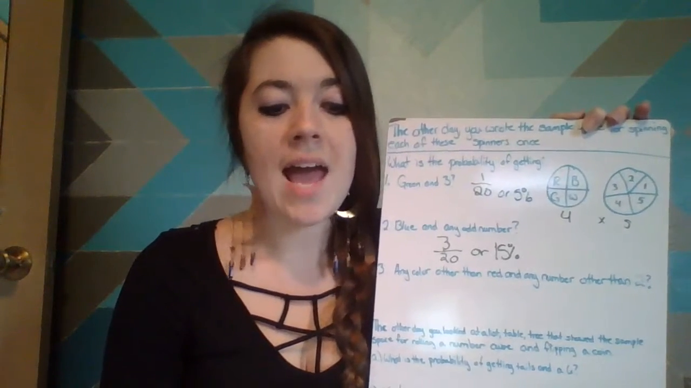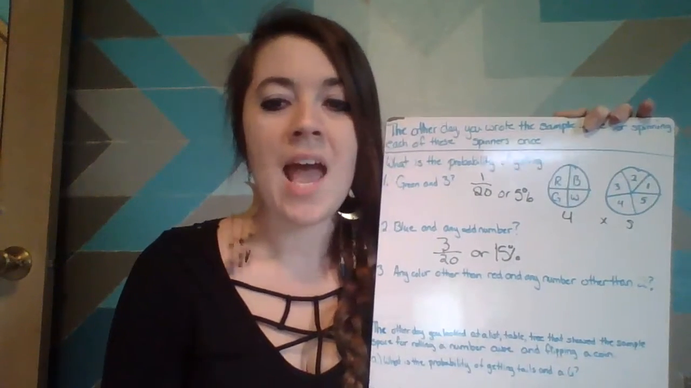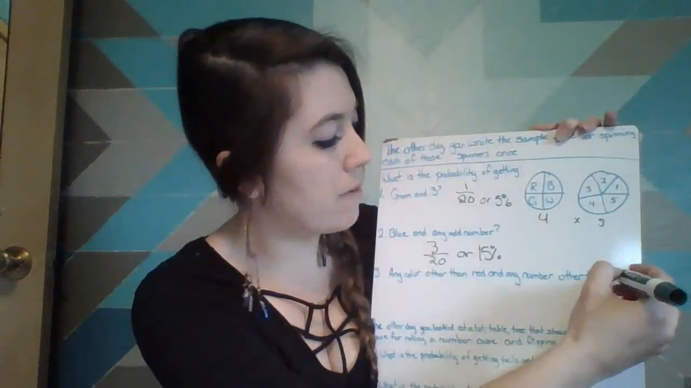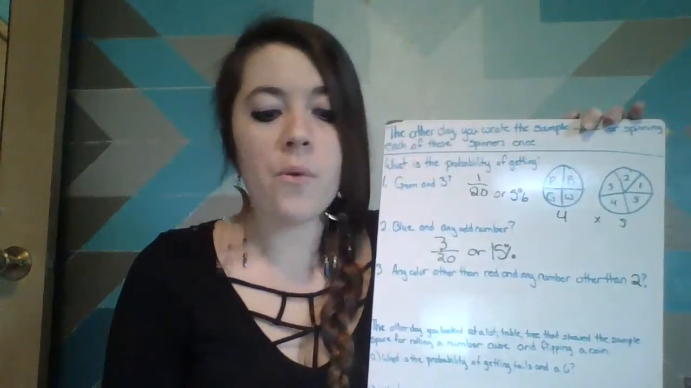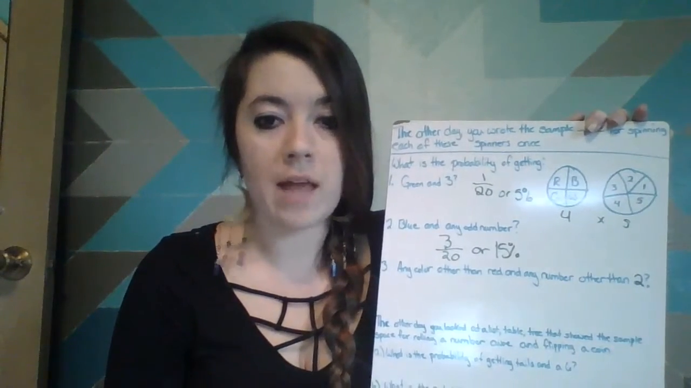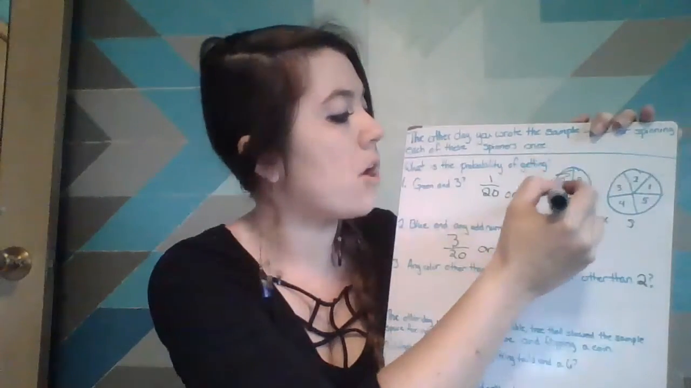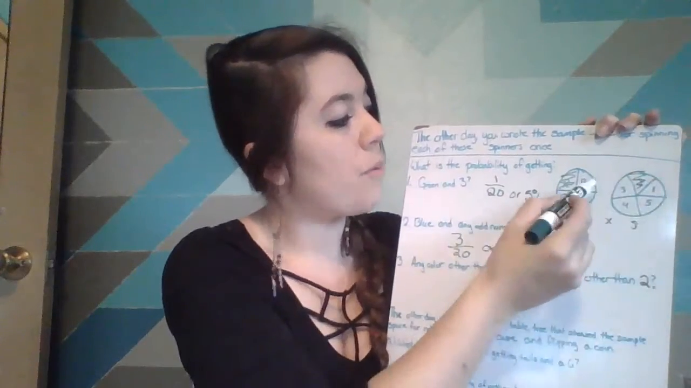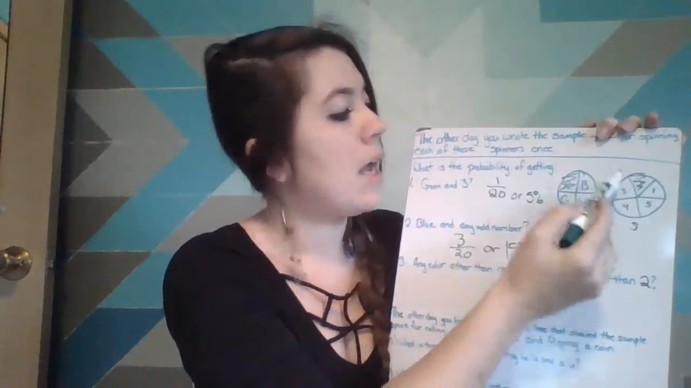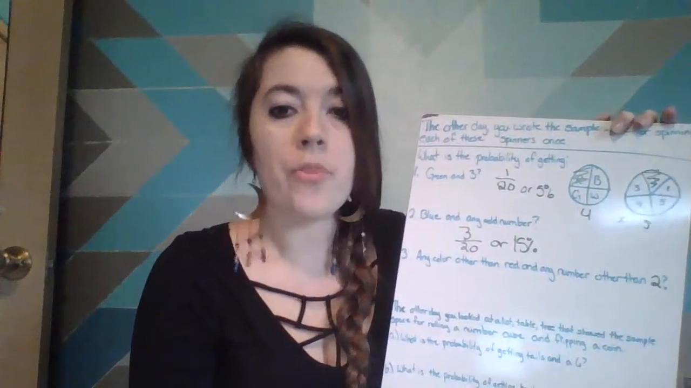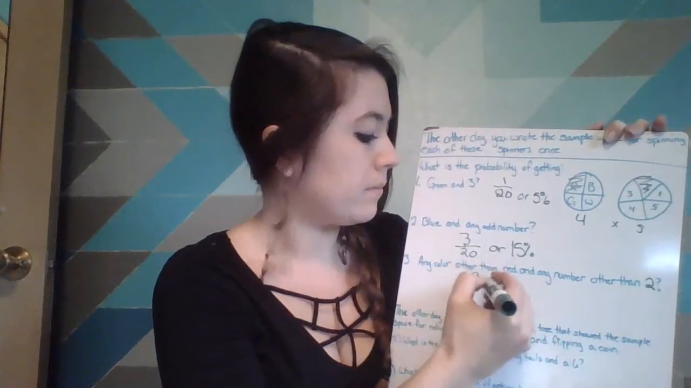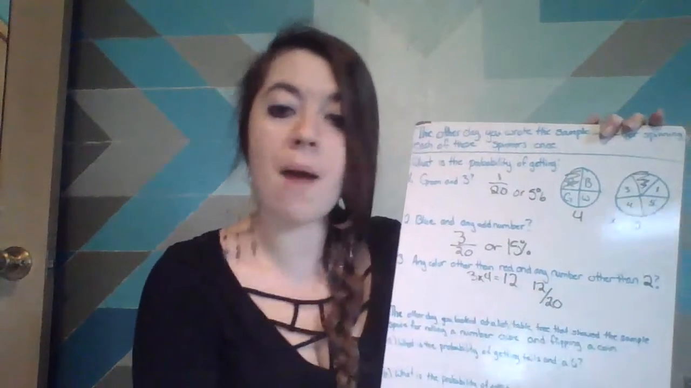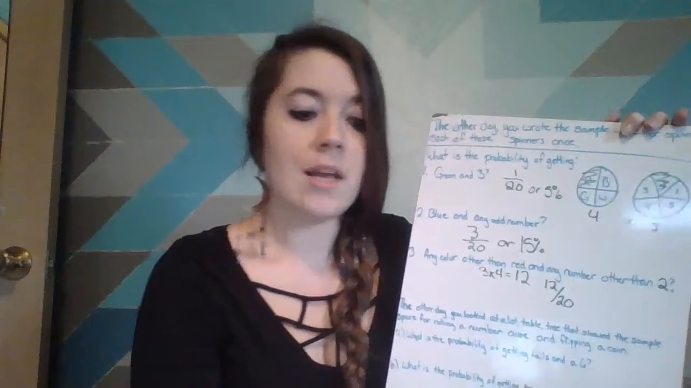For number 3, any color other than red and any number other than 2. That's supposed to say 2. It got erased. So we don't want to have any reds, so red is gone, and we don't want to have 2. So we've got 3 possibilities here, and we've got 4 possibilities here. 3 times 4 is 12, so we have a 12 out of 20 probability, which is 60%.